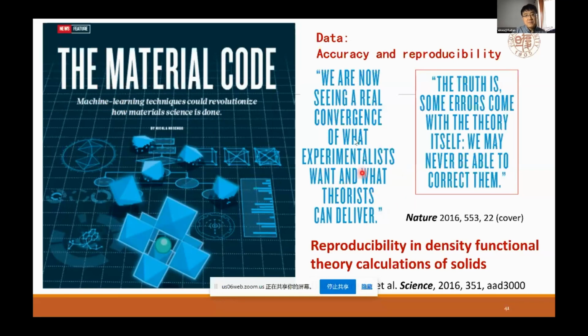This is a Nature cover paper which says we are now seeing a real convergence of what the experiment wants and what the students can believe. But there's also a warning message. The truth is, some errors come with the theory itself. You can never be able to correct them.